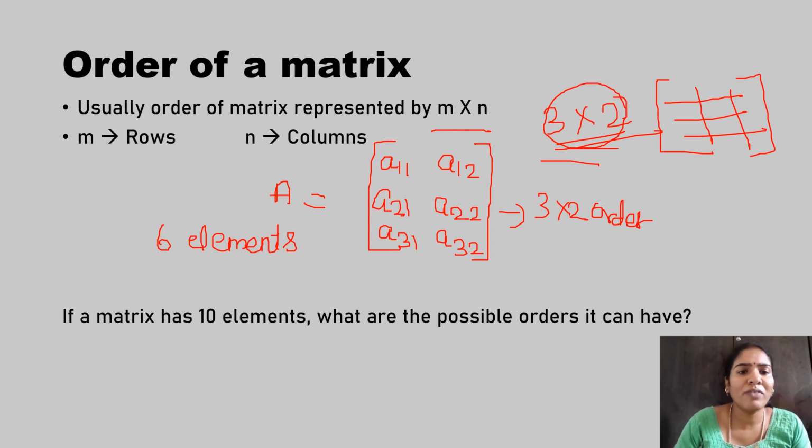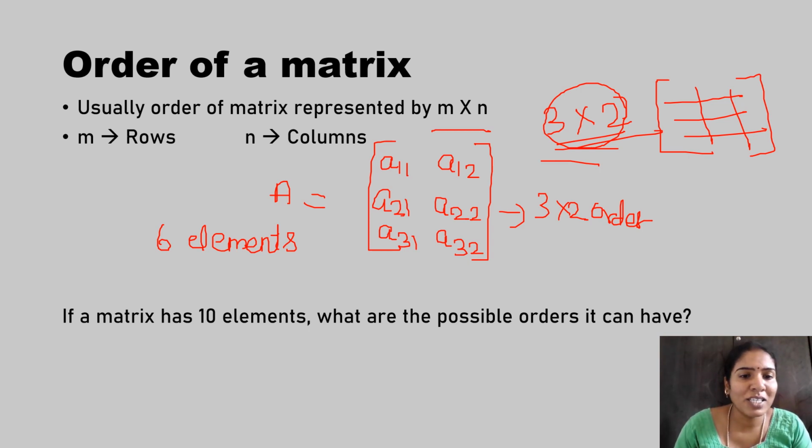Now I have a small question. If a matrix has 10 elements, then what are all the possible orders it can have? The matrix has 10 elements in total, but we don't know the number of rows or the number of columns, or in which order it can be. So this is our question. Can we start now? Yes.